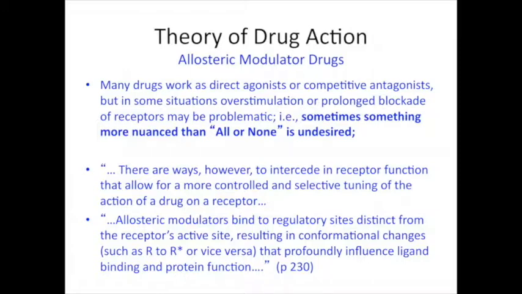And there are ways to intercede in receptor function that allow for more controlled and selective tuning of the drug action on the receptor. Allosteric modulators, as I said before, bind to distinct sites from the receptor's active site, resulting in conformational changes. Allosteric sites can be receptors too. It's not that allosteric binding is not a receptor process, but understand it's apart from the normal endogenous ligand process. So there's a receptor system modulating a receptor system. That's what the allosteric modulation is.